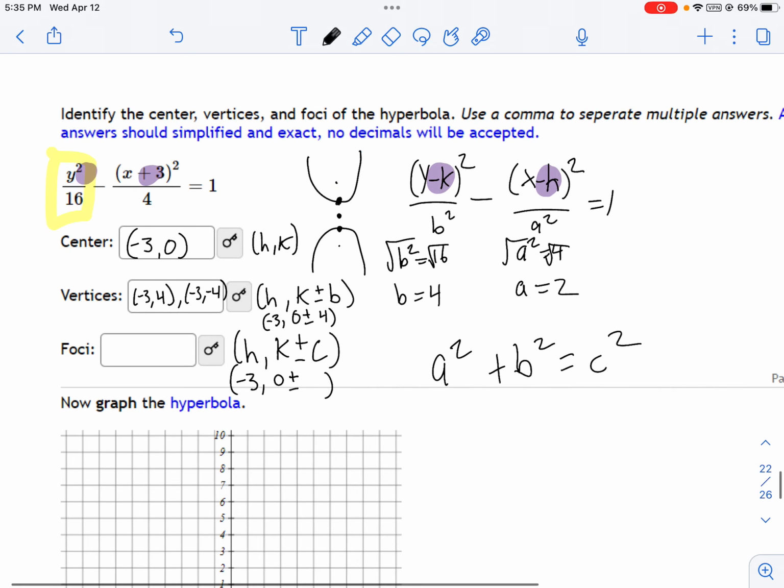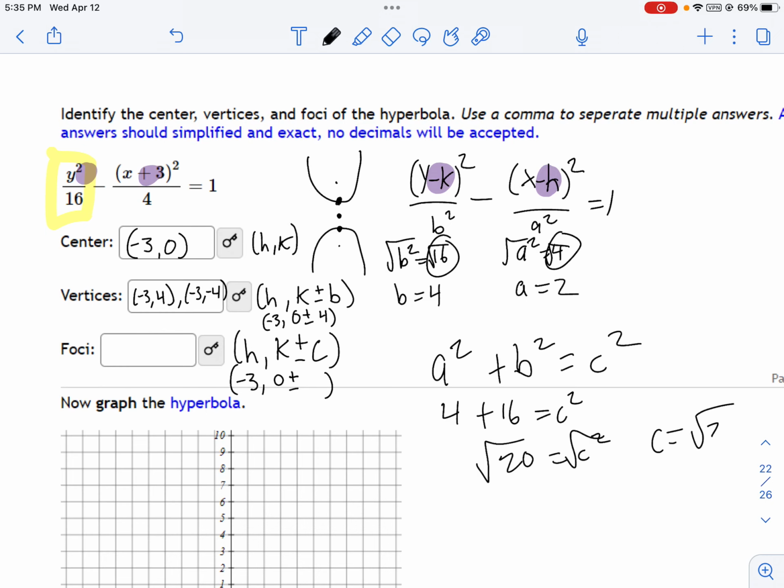Alright, so for this one, you say, well, we know a squared and b squared, right? That would be 4 and 16. So 4 plus 16 equals c squared. So in other words, 20 is c squared. Take the square root of both sides. We get c equals the square root of 20.